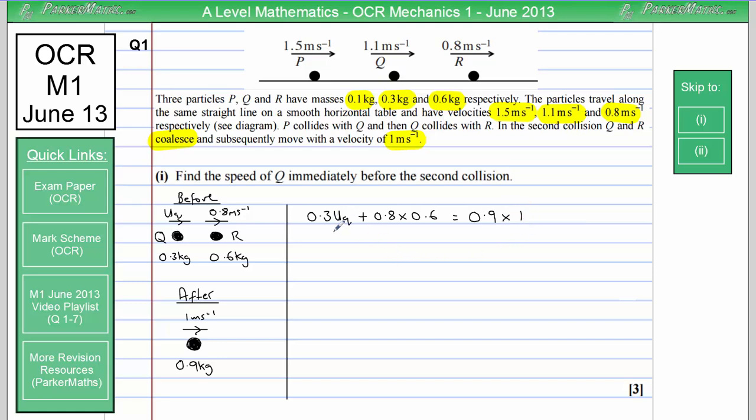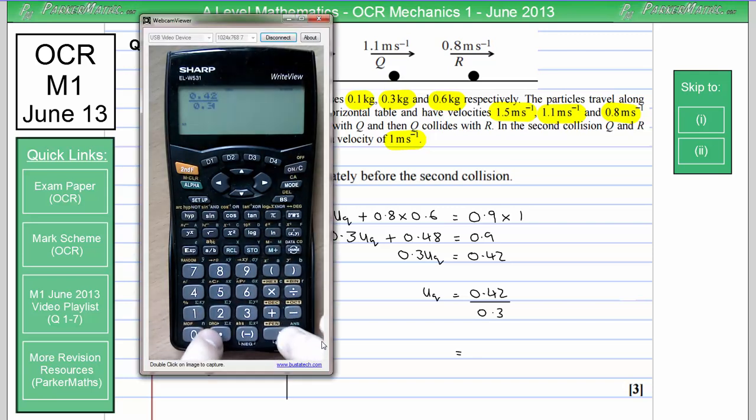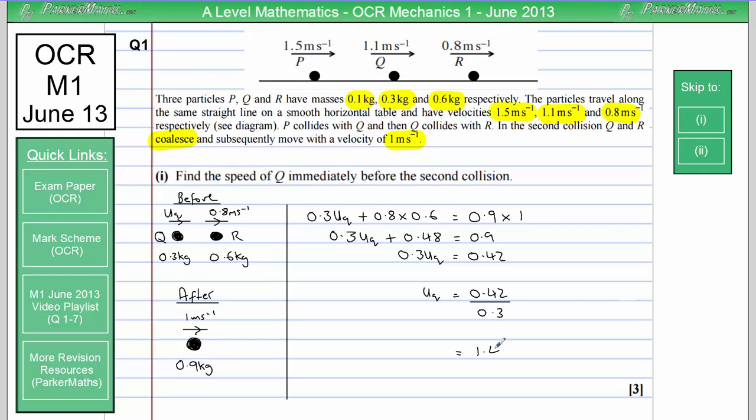If we tidy this up a bit, we get 0.3 UQ plus 0.48 equals 0.9. We can then subtract 0.48 from both sides and get 0.3 UQ equals 0.42. We'll then divide both sides by 0.3 to get UQ equals 0.42 over 0.3. And if we put that into our calculator, we get 1.4 meters per second.